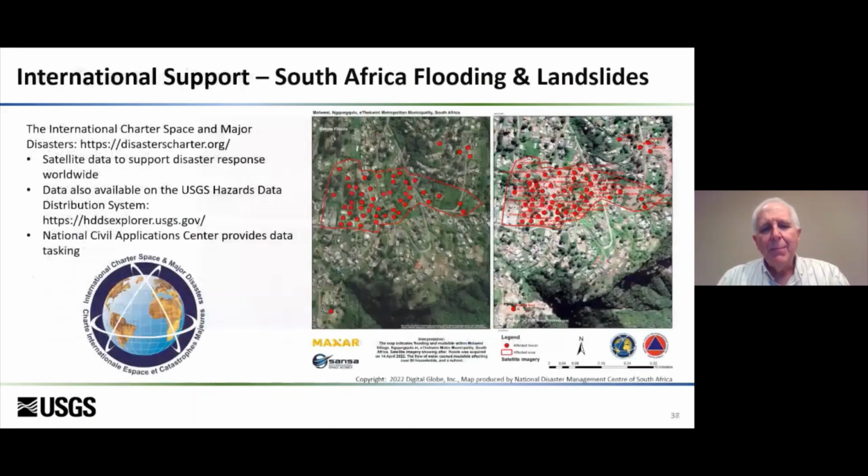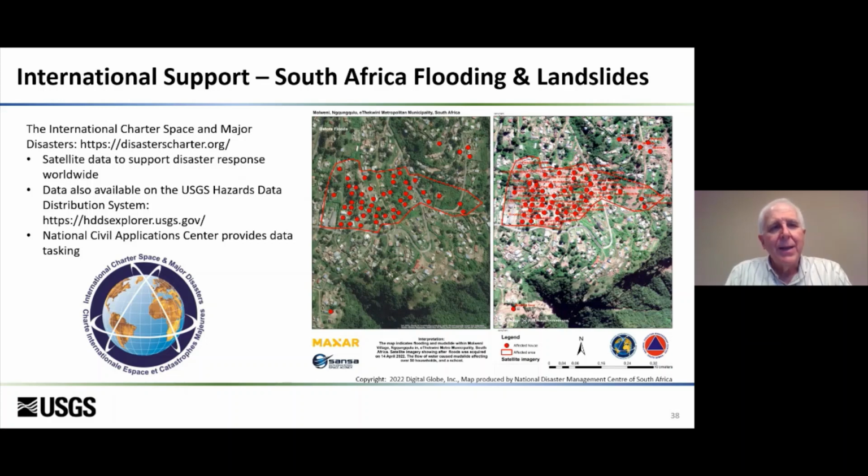So just to end my presentation with a couple of international examples, my office also supports the International Charter for Space and Major Disasters, where countries across the world who have remote sensing capabilities and commercial companies as well agree to provide that data at no charge to a country that's experiencing any type of a disaster. So again, that data are made available through the Hazards Data Distribution System, and my office provides the data tasking.